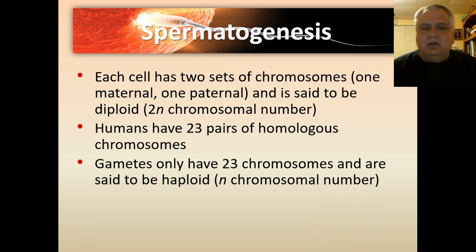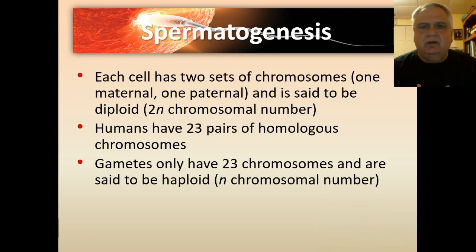Now, whenever we take a look at this, we said that we're made up of 60 to 100 trillion cells, and most of those cells contain that full set, or 2n number, of chromosomes. Gametes, however, the reproductive cells, only have 23 total chromosomes instead of 46. So they have only a half set of chromosomes. This half set of chromosomes is said to be the haploid number, or the n number of chromosomes.